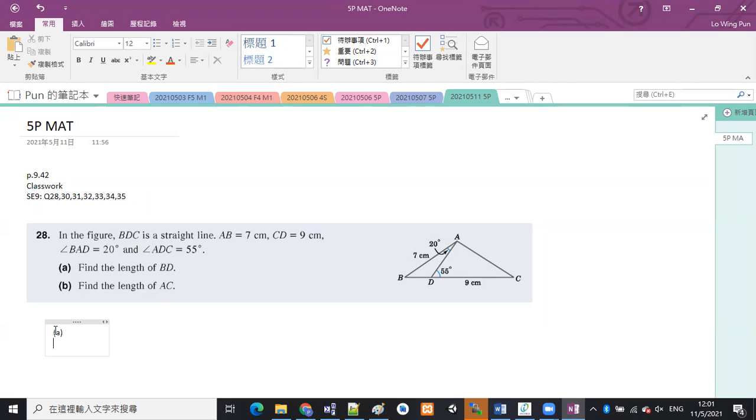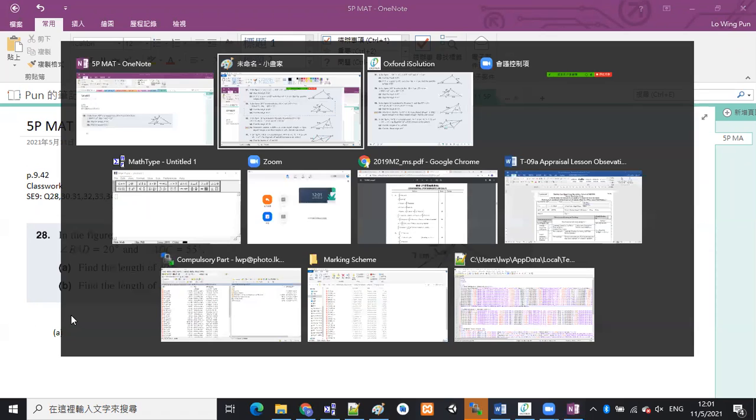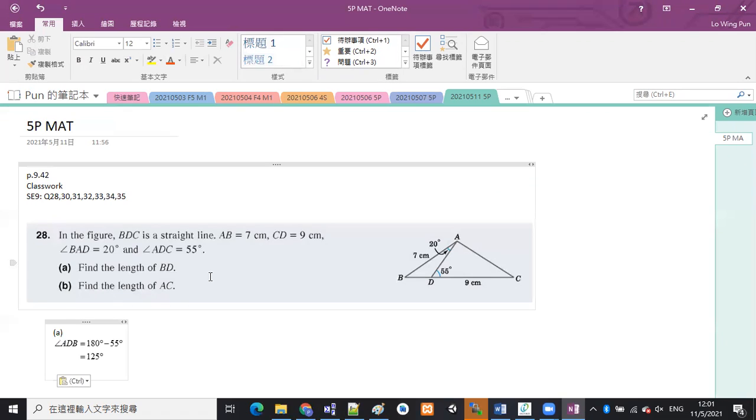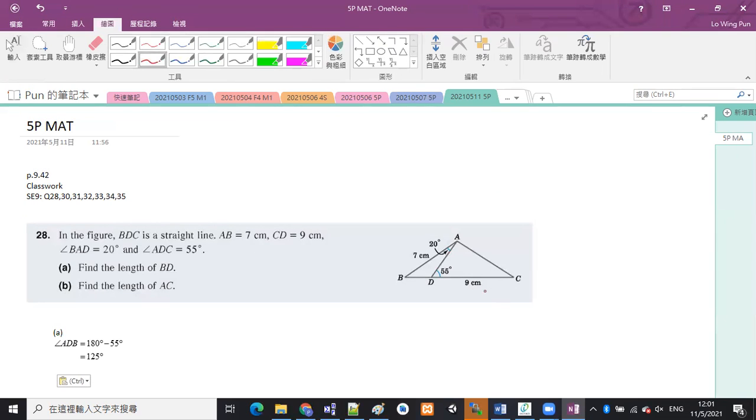Sorry, it's angle ADB. Yes, I'm correct. ADB. We can find angle ADB by adjacent angles on straight line, right? So angle ADB is 180 degrees minus 55 degrees, which is equal to 125 degrees. Am I correct? And when we have this 125 degrees, do we have sufficient information now? 125 degrees.